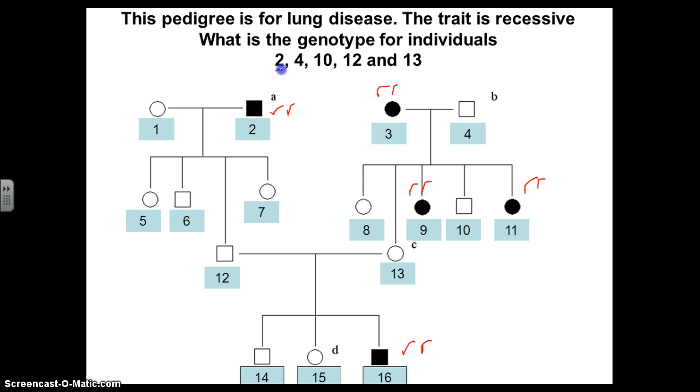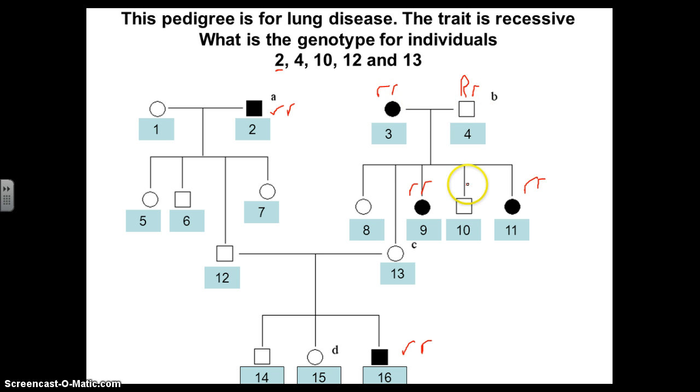We found 2, little r, little r. Now we have to go to 4. Whenever there's a mix, in order to show both genotypes or both phenotypes, the other parent has to be heterozygous because they have to have a big R and a little r.